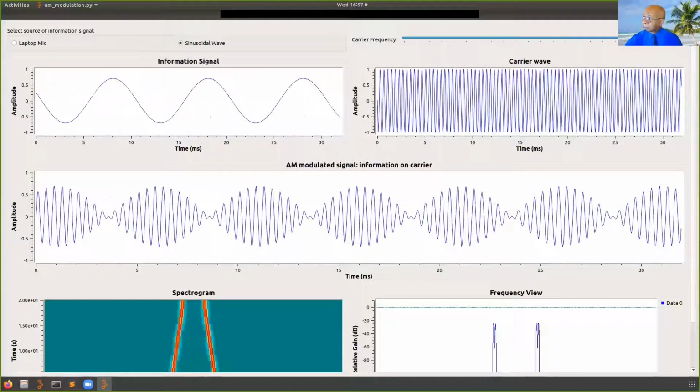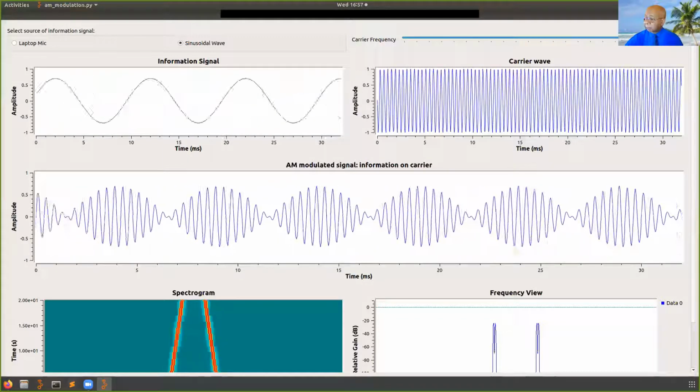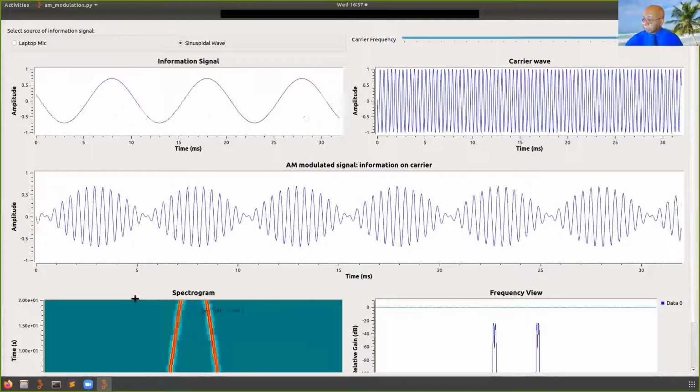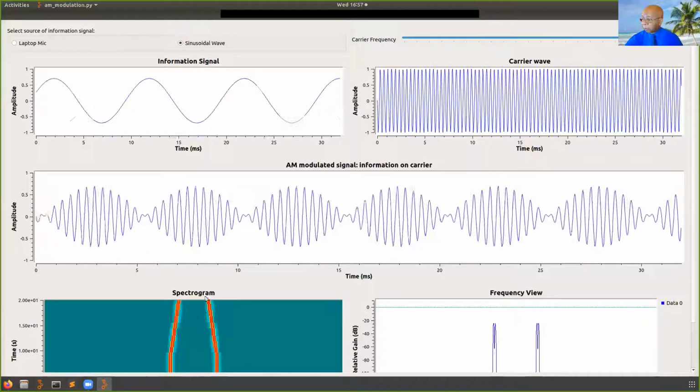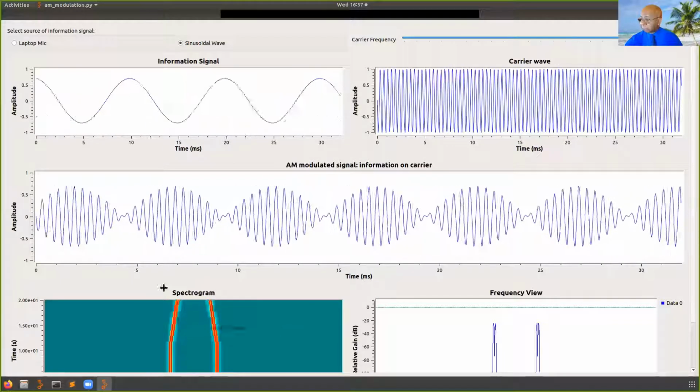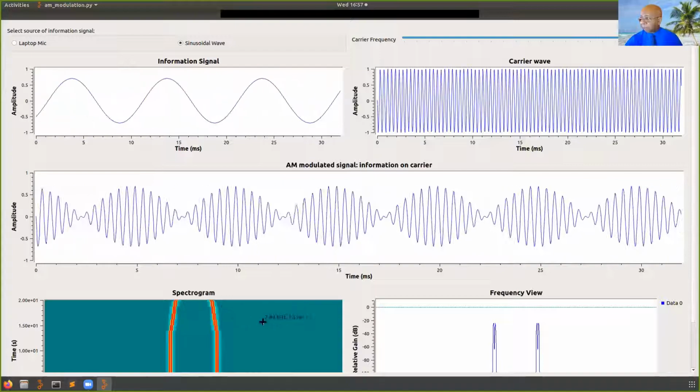Okay. It's all the way across now. So you should see the changes that happened in the spectrogram. Now you're going to record them on your handout. Record them on your handout. So that was amplitude modulation. Now let us look at frequency modulation.